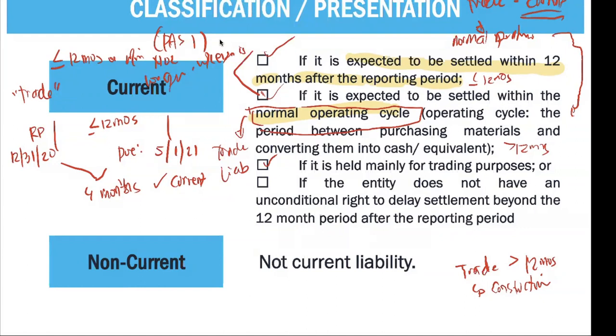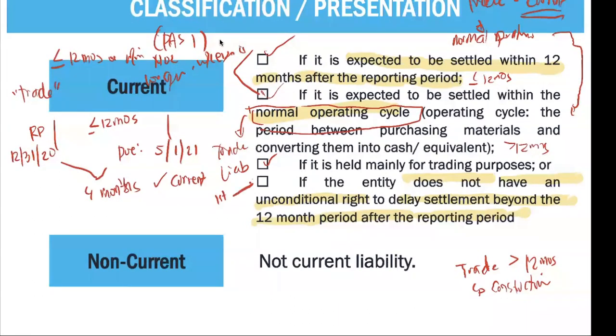We call that trading of a liability. So if it is mainly for trading, it's still current. And then lastly, if the entity does not have an unconditional right to delay settlement beyond the 12-month period after the reporting period, take note, does not have an unconditional right to delay settlement beyond the 12-month period. You should read this together with the first bullet.